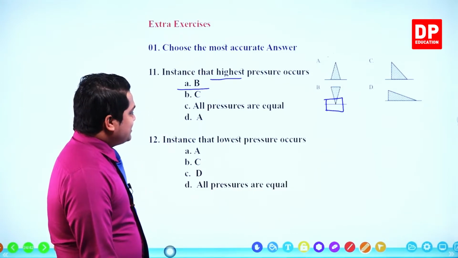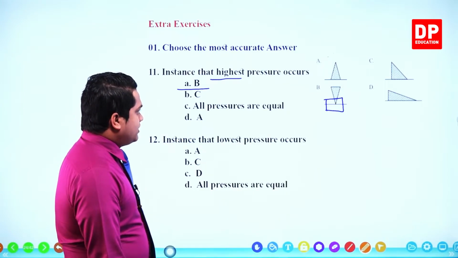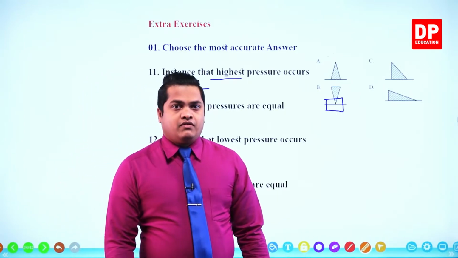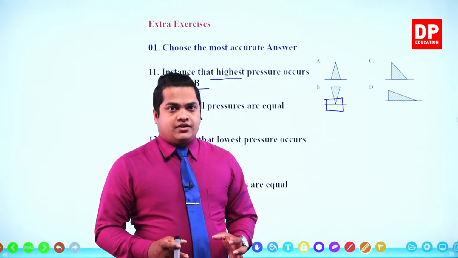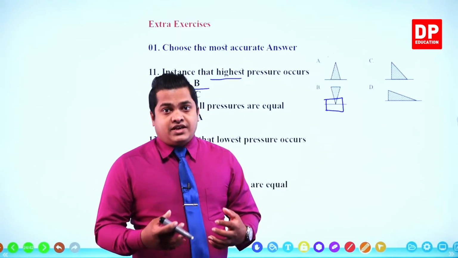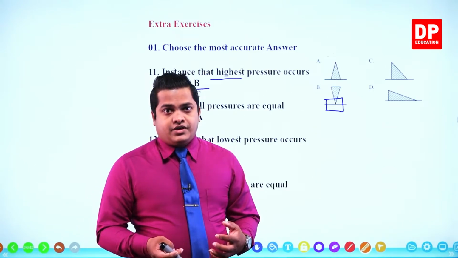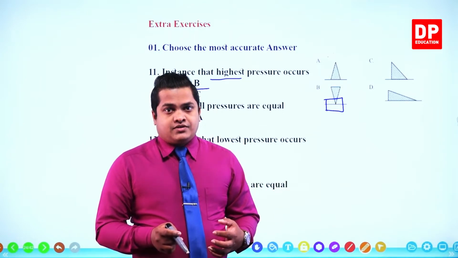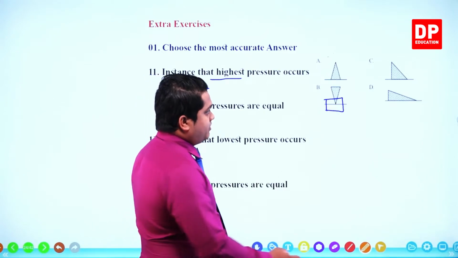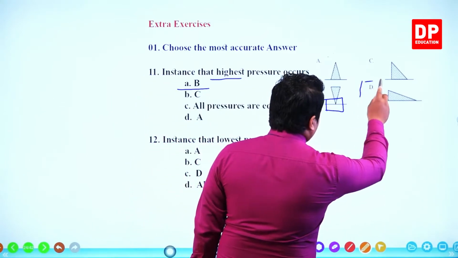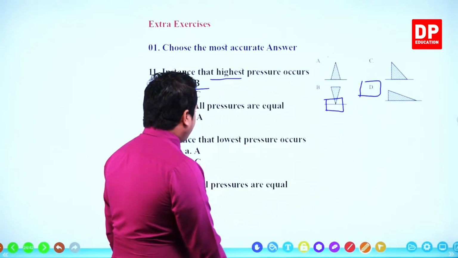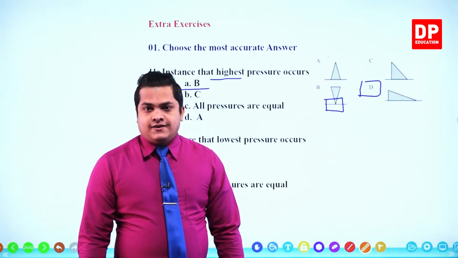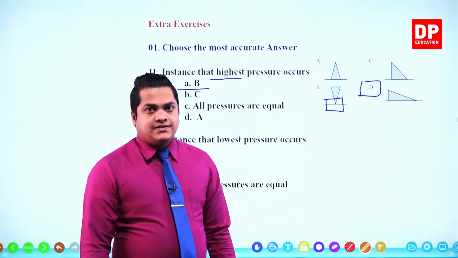Next one. The instance where the lowest pressure occurs. In order to have the lowest pressure, my dear children, high surface area should contact. There should be high surface area. So high surface area can be observed in this figure, which is figure D. Yes, figure D is our answer.